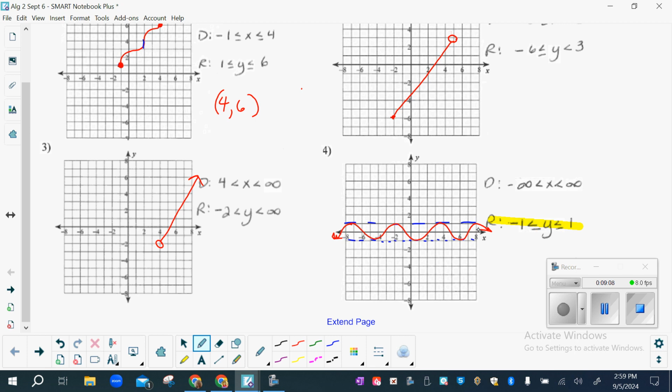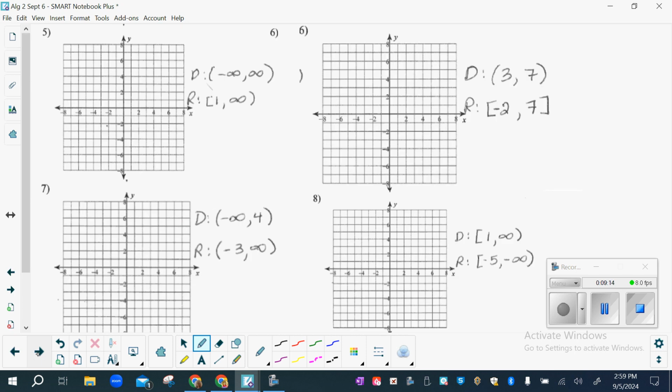Okay, let's go to number 5. Negative infinity to infinity is my domain, and my range is 1 to infinity.